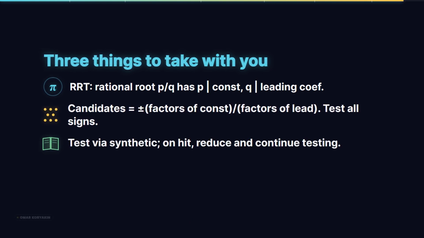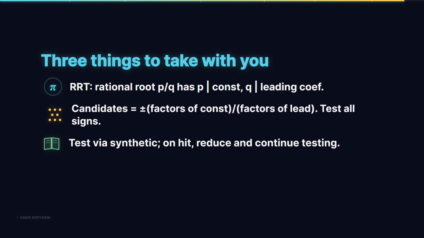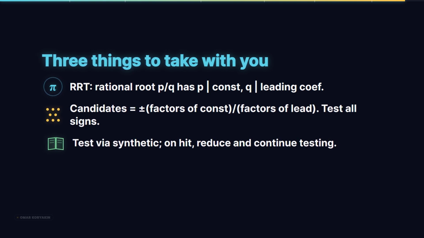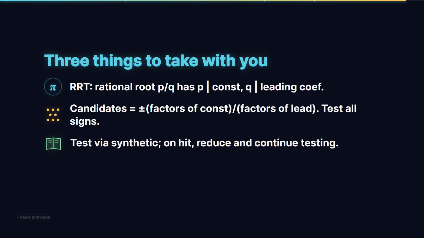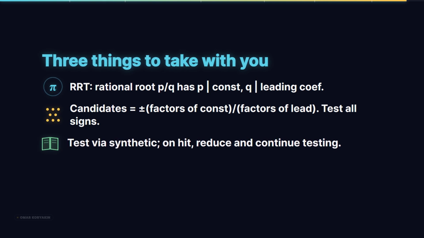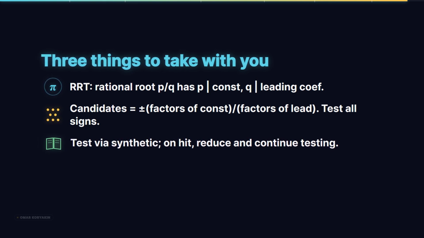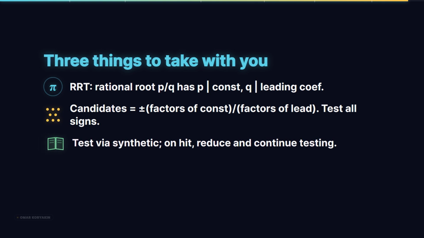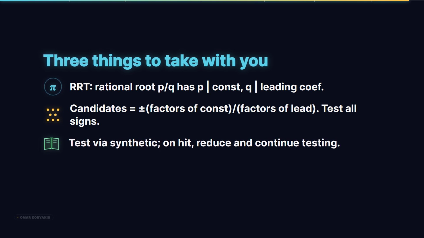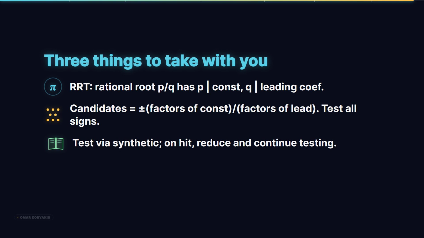Test each candidate via synthetic division by x - c. 0 remainder means c is a root and x - c is a factor. The quotient in the tableau is the polynomial divided by x - c with degree 1 less. Continue testing remaining candidates on the quotient until all candidates are exhausted or the polynomial is reduced to a quadratic. The combined workflow finds all rational roots systematically and reliably.